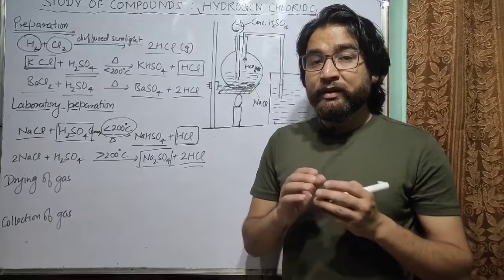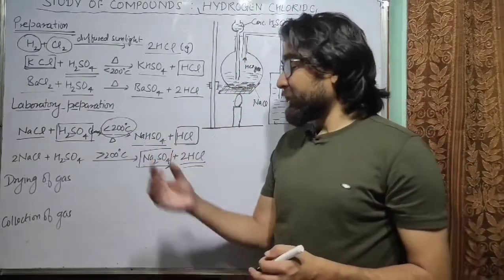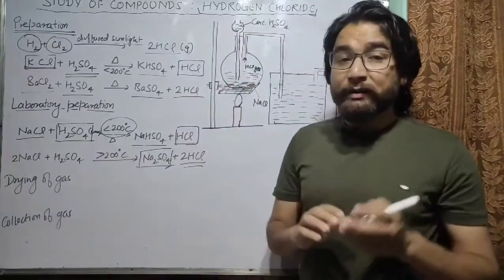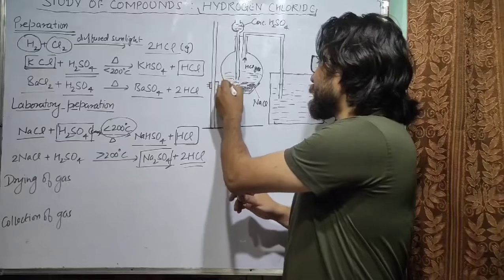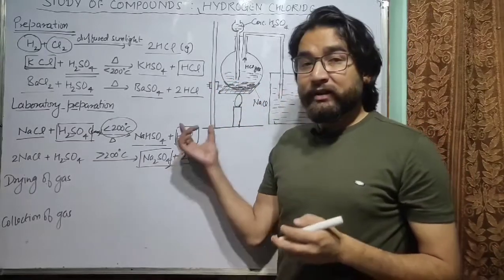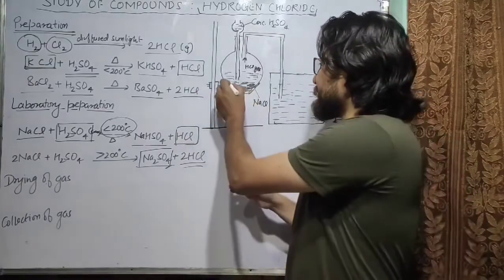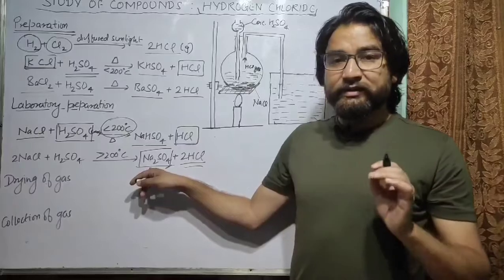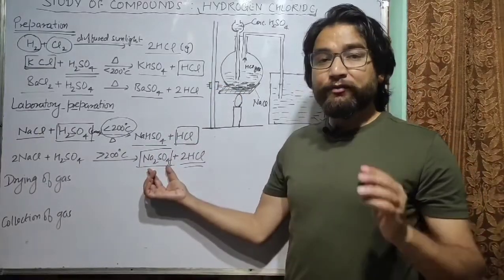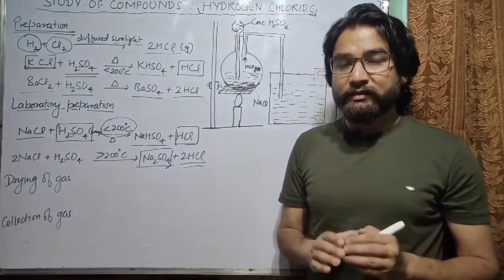So what is the problem? The problem is that the sodium sulfate is less soluble as compared to sodium bisulfate. So sodium sulfate will deposit at the bottom of the flask. So because it deposits at the bottom of flask, it is very difficult to remove. So because sodium sulfate sticks at the bottom of the flask, we prevent the formation of sodium sulfate. So it is heated below 200 degrees Celsius.